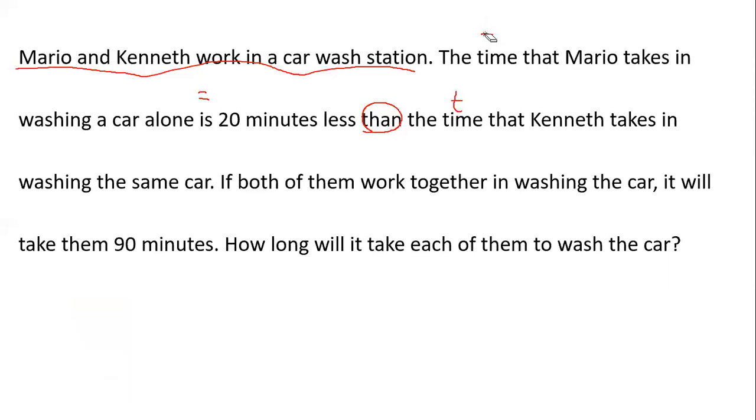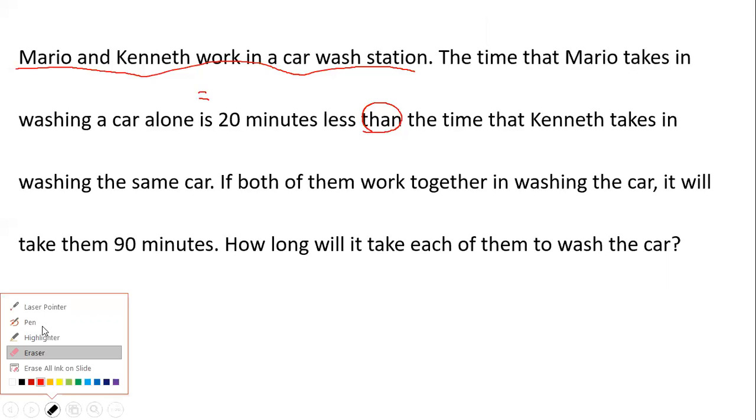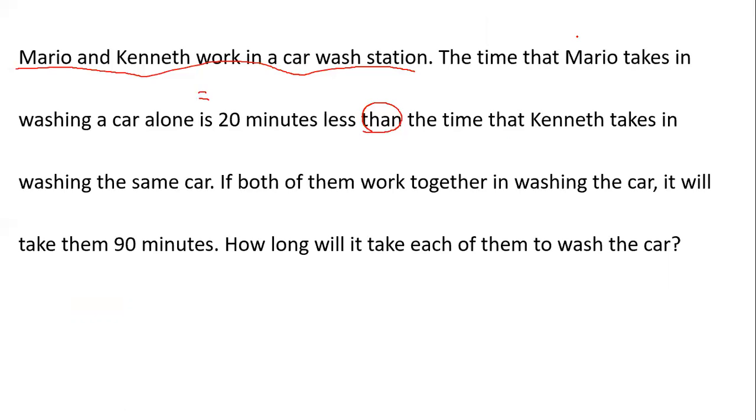So let's erase. We are going to make use of the first letter of their names. You can use the lowercase, or you could use the uppercase. It is all up to you. So M equals K minus 20. So ito po, hindi po natin sinundan yung pagkakaayos ng words kasi nga po dahil sa word na less than.